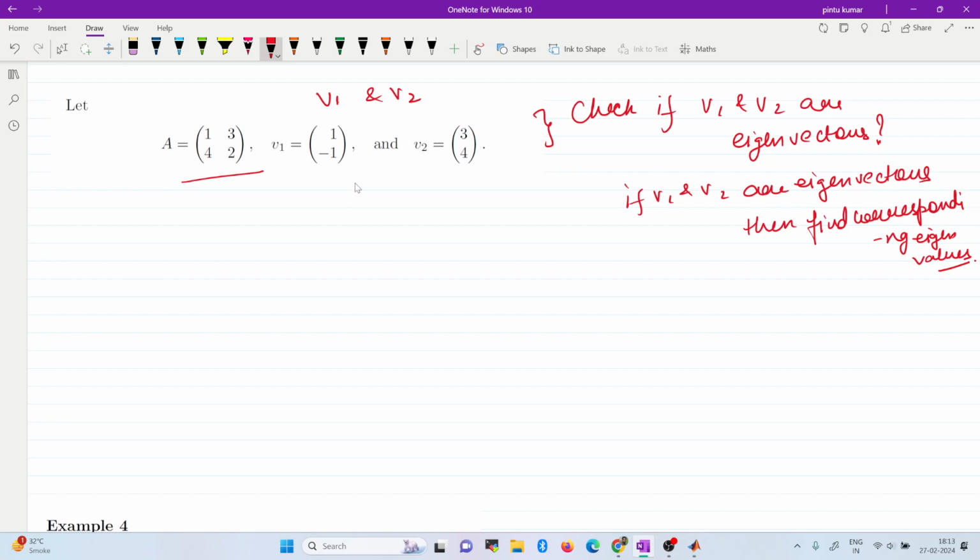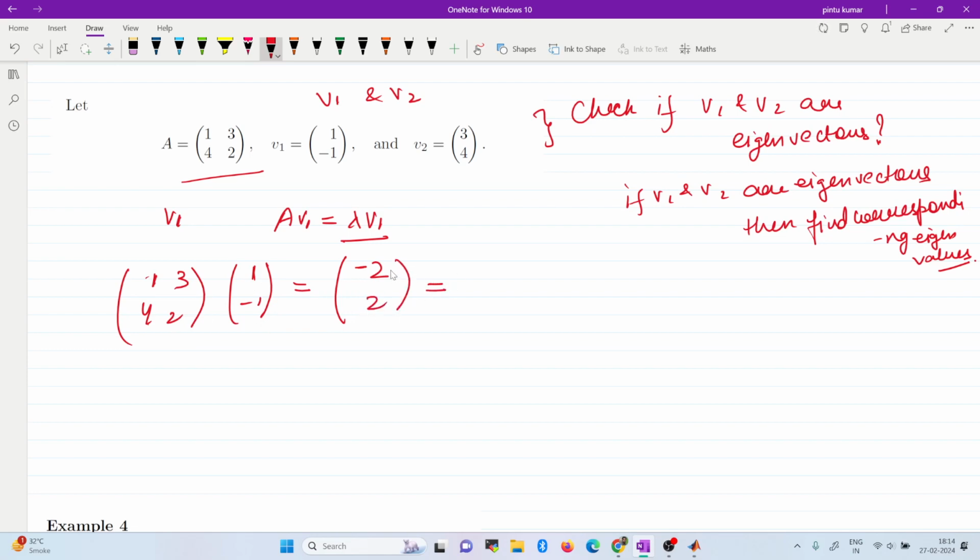So what do we want to happen? If let's say my v1 is an eigenvector, then A times v1 should be some lambda times v1. So it should be just scaled by some factor lambda and its direction should not change. Let's calculate A times v1. This is [1 3; 4 2] times [1, -1]. This is 1 minus 3, which is minus 2, and 4 minus 2, which is 2. Can it be written as something multiplied by v1? Yes, it is minus 2 times [1, -1].